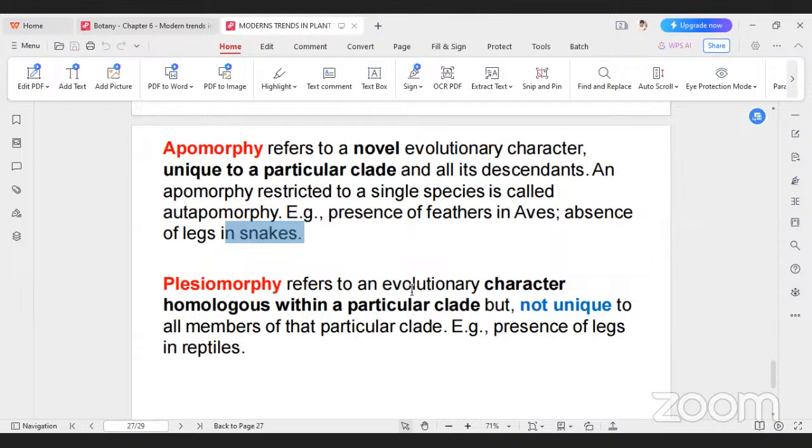Plesiomorphy refers to an evolutionary character homologous within the particular clade. I already told you what homologous is: structure the same, function different. It is within a particular clade, but not unique to all members of that clade. For example, the presence of legs in reptiles. Is it a unique character? Take reptiles: snakes have no legs, but lizards have legs, crocodiles have legs. So this is plesiomorphy.